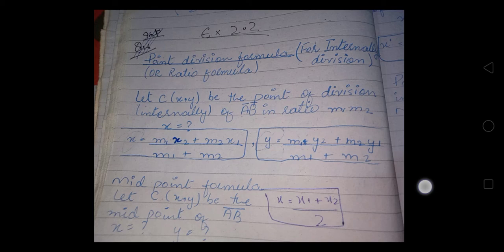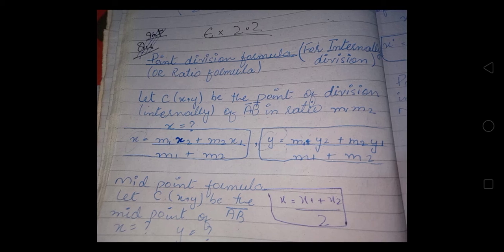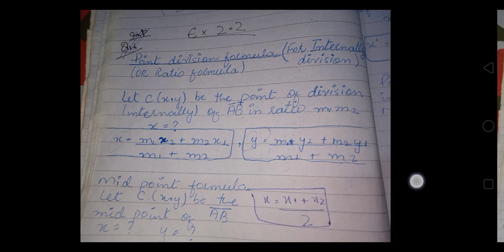Now we are starting Exercise 2.2 of Second Year Maths, chapter Straight Line. If you have any problem in Exercise 2.1, you can comment or ask me. And now we are discussing Exercise 2.2. Exercise 2.2 is all based on the ratio.